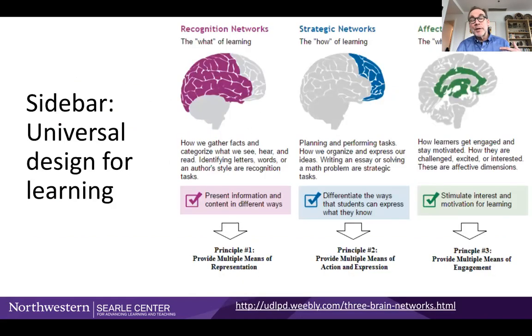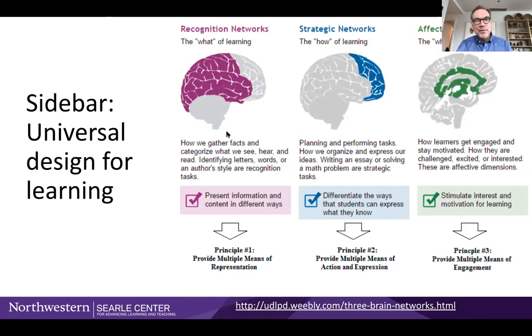What we think of when we do universal design for learning is we think of both what we learn, how we learn, as well as the why of learning. In what we learn, we really focus on how we gather facts, how we categorize, how we observe, how we create connections among all those observations.